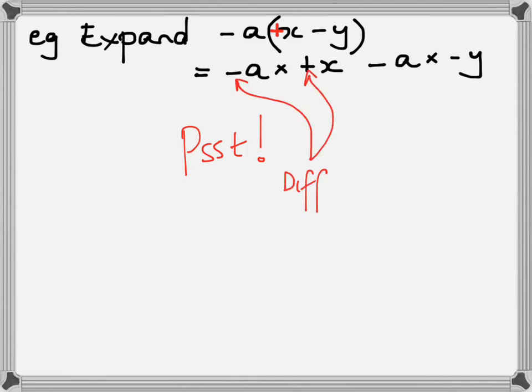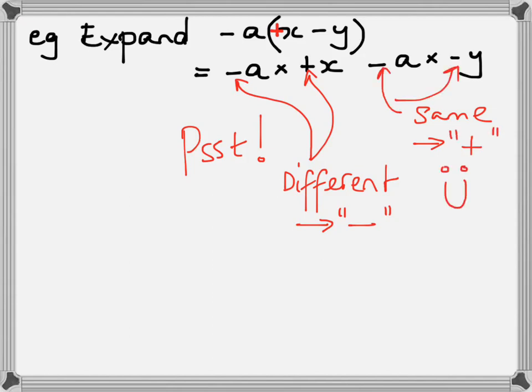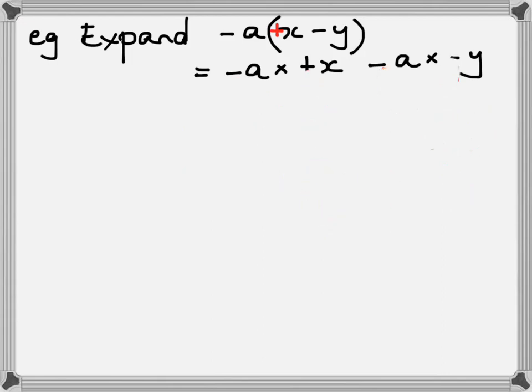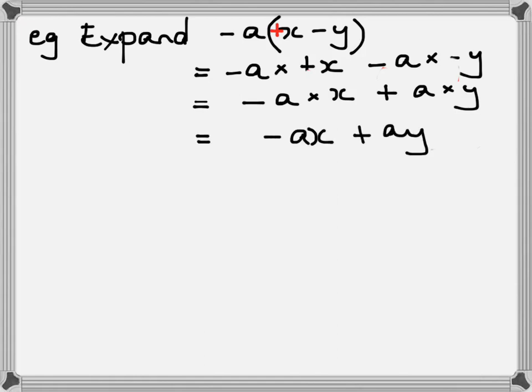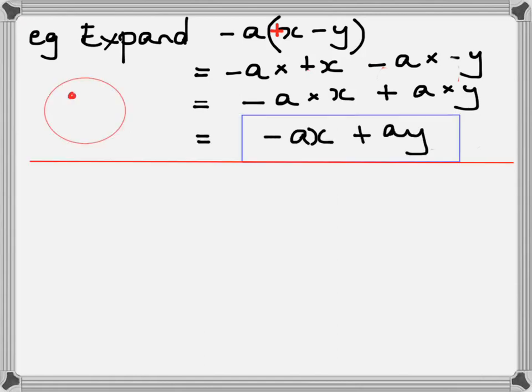My goodness, this little helper's working overtime tonight. Yeah, they're different signs, so the answer is going to be minus. Okay? Very important, and those two are the same, so we get a plus. That's it. Goodbye, little helper. Come back soon. That's minus a times x plus a times y. That's our answer. Now we can get rid of those multiply signs because we don't need them anymore, and there's our answer.